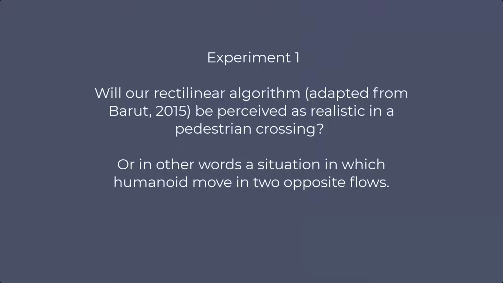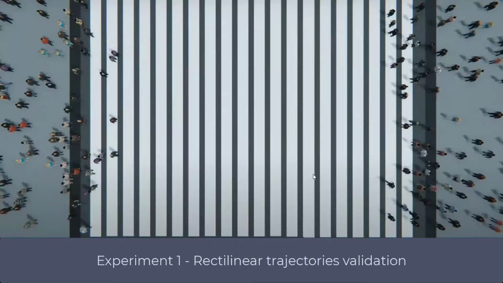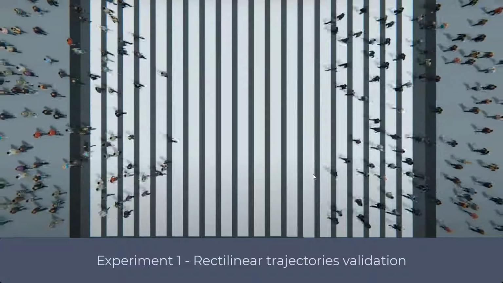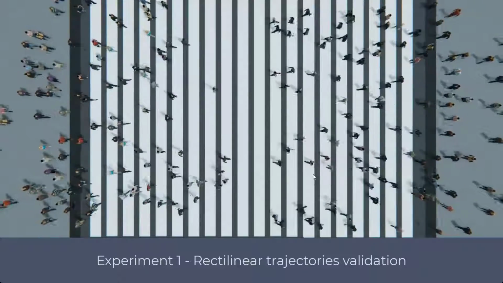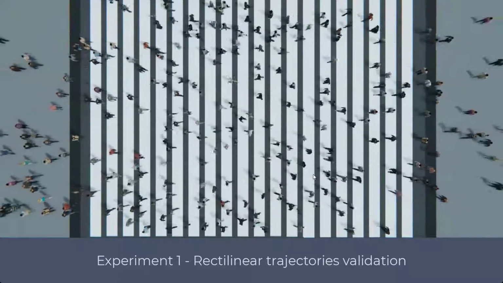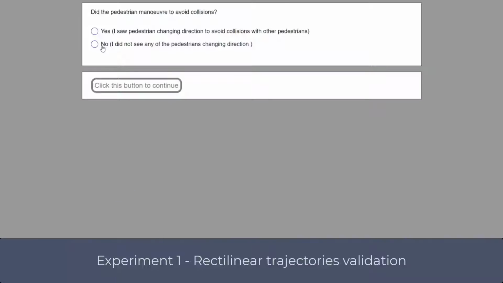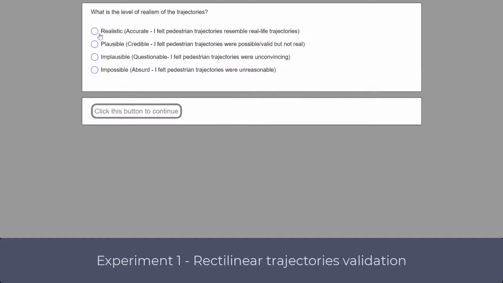We ran an initial experiment to understand if the adapted rectilinear algorithm produced trajectories that were as realistic as those extracted from the pedestrian crossing video. We generated two synthetic simulations that were rendered from two different camera angles. Before viewing each video, the participants were instructed to pay particular attention to the trajectories and speeds of the pedestrians. After viewing each of the videos, the participants were required to complete the perceived realism questionnaire.